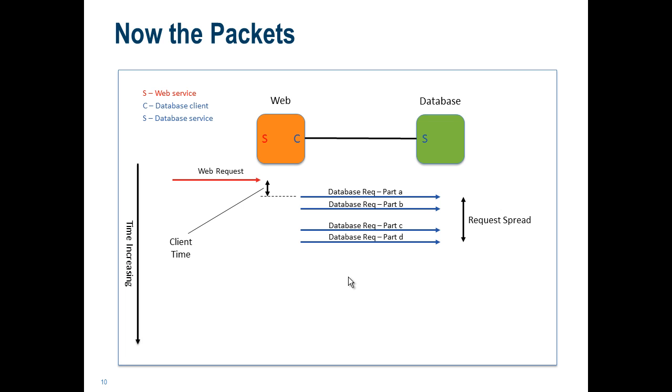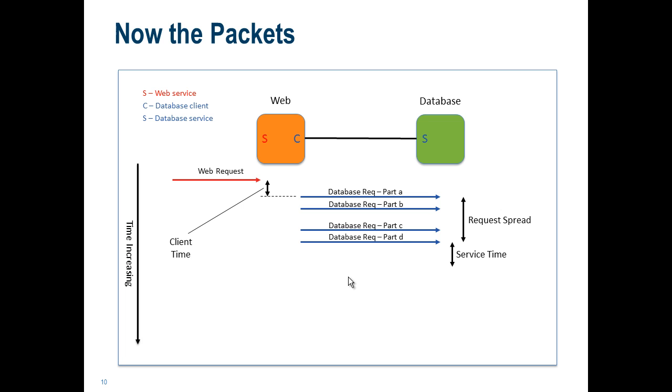Bandwidth, load, or the effect of queuing on how quickly the packets traverse the network, TCP window size, latency values, all of those underlying transport mechanism effects will have an effect on the time it takes to transfer the request to the database. And we call this request spread.